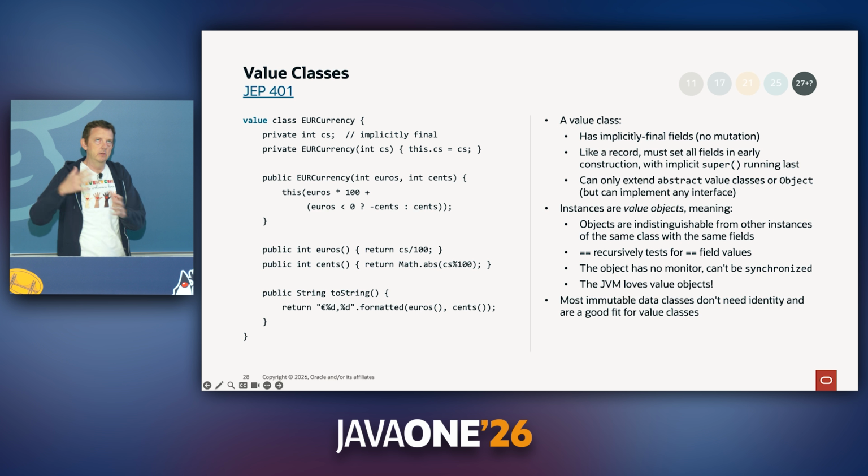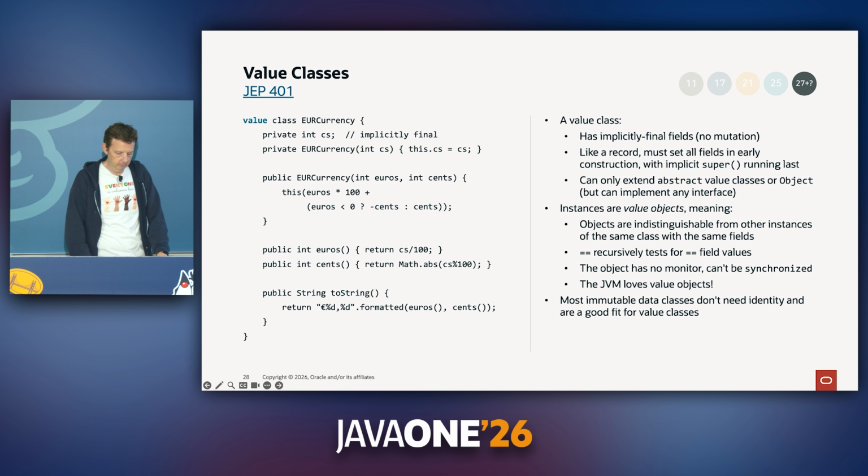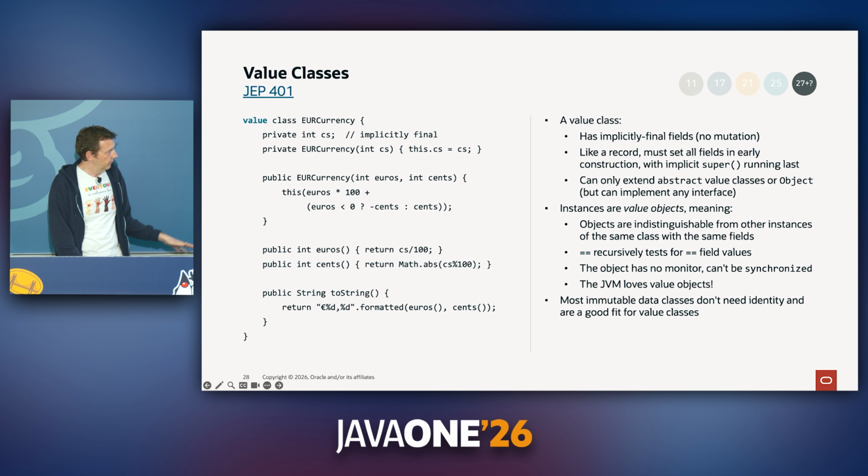Value classes can only extend certain other classes, abstract value classes or object, but they can implement any interface. They can provide any methods. They're objects in every way other than the fact that they've opted out of identity. And so all the things I said about value objects earlier that applied to records also apply to instances of value classes, including all the optimizations that the VM can do.